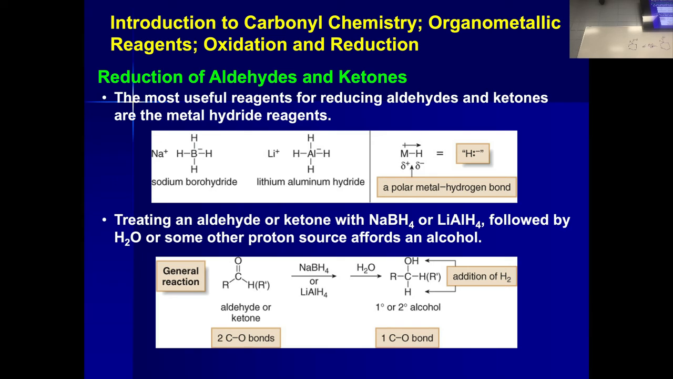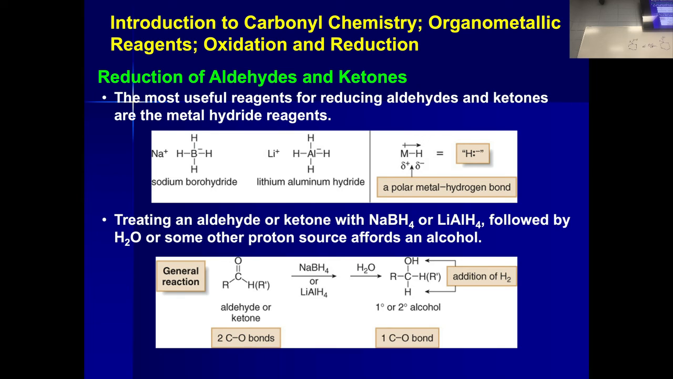What I will tell you is that these both behave the same in terms of what they do, but the vigor with which they do it is different. Sodium borohydride, you can actually run that reaction in the presence of water. You can take your aldehyde or your ketone, put it in water, and add sodium borohydride, and this works. You cannot do that for LAH. LAH reacts with water so vigorously that it spontaneously combusts and bursts into flame, okay? So these are very different in terms of reactivity.